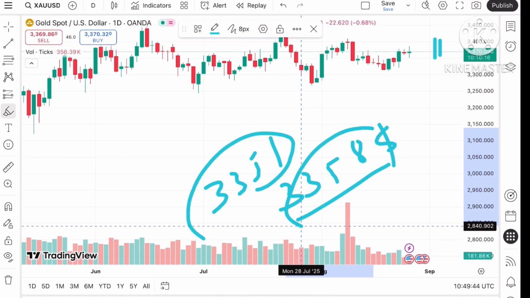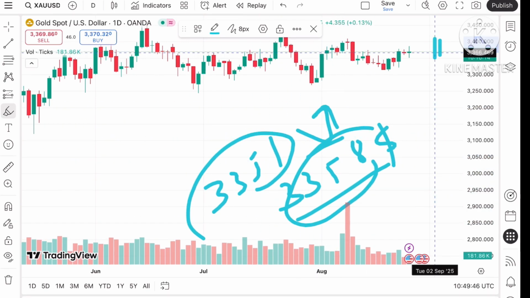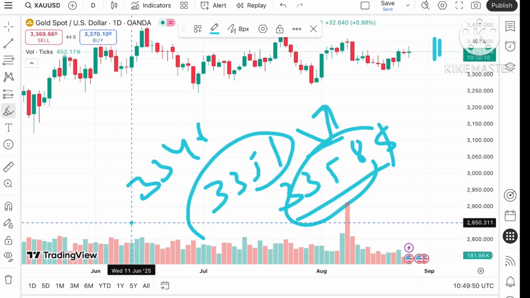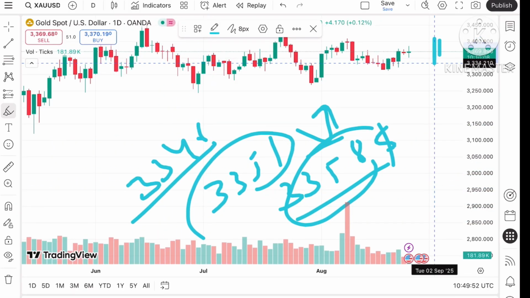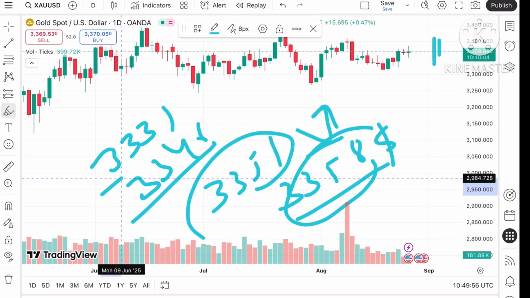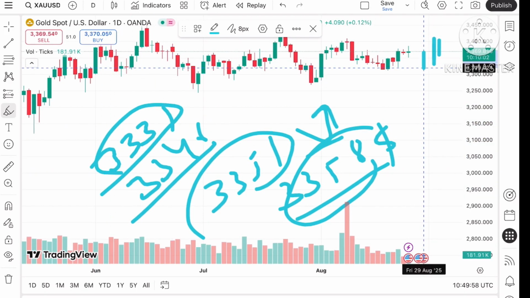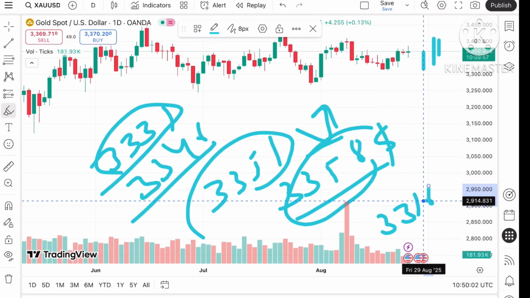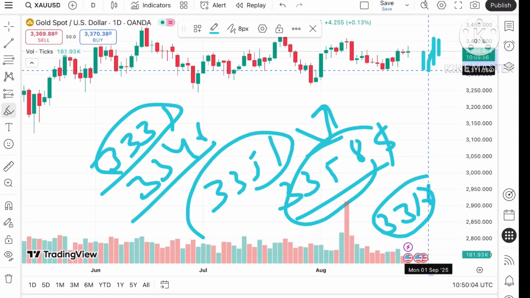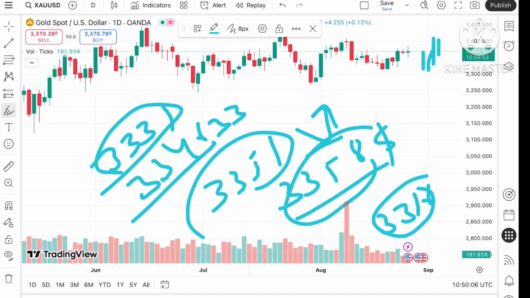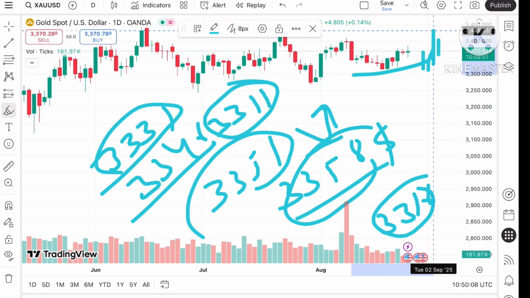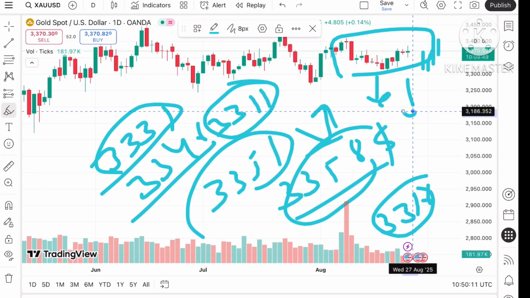Around these two levels, a bounce back can be seen, but if it doesn't bounce back, a further downfall can be seen towards $3346, and if the price falls below that particular level, a further downfall towards 3331 will be there. If the price falls below that level, there's a chance of touching 3316, and if it falls below 3316, a further downfall can be seen towards $3311. Then there will be a zone breakout, so the price can move further lower.